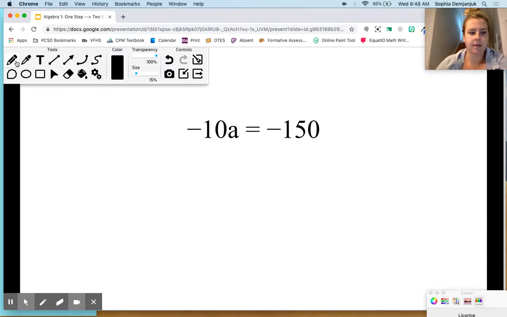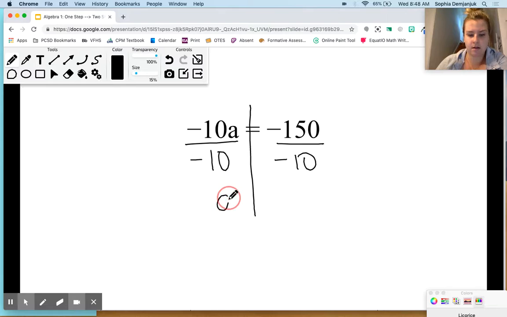Go ahead and complete this example on your own. Negative 10a equals negative 150. You should have started out by dividing both sides by negative 10 to get the a by itself. A equals negative 150 divided by negative 10 gives you a positive 15.